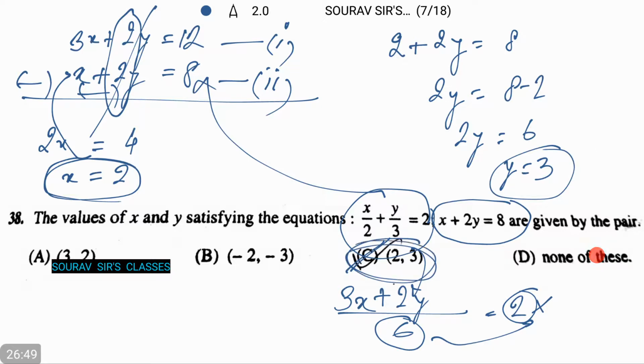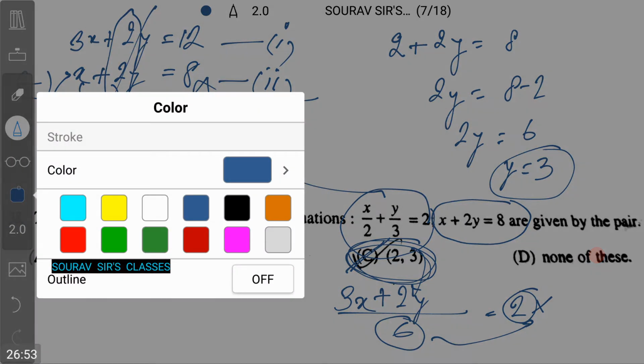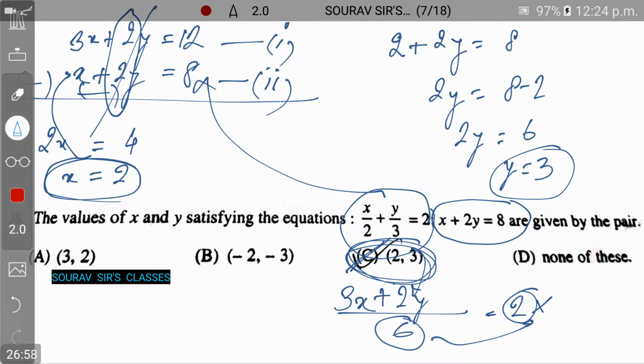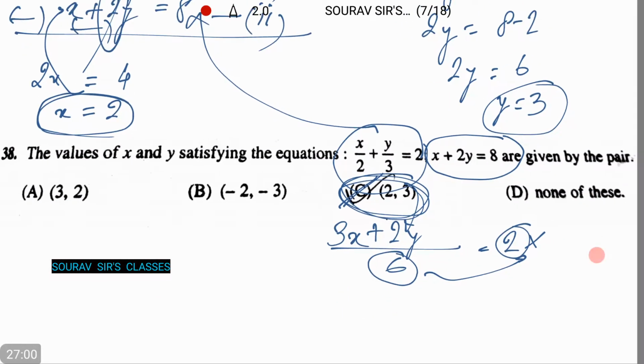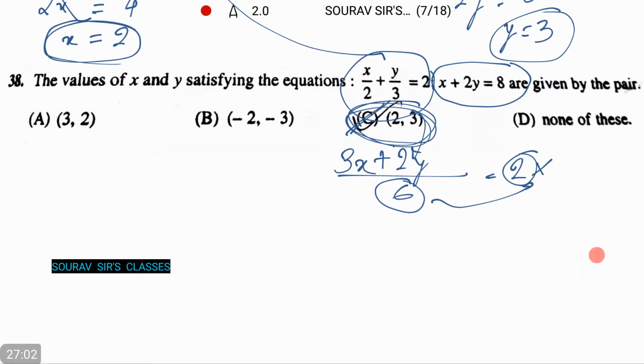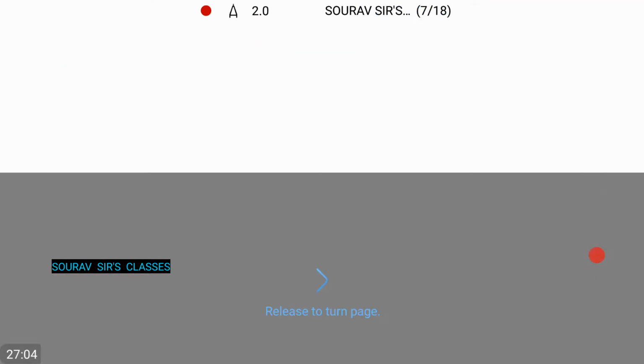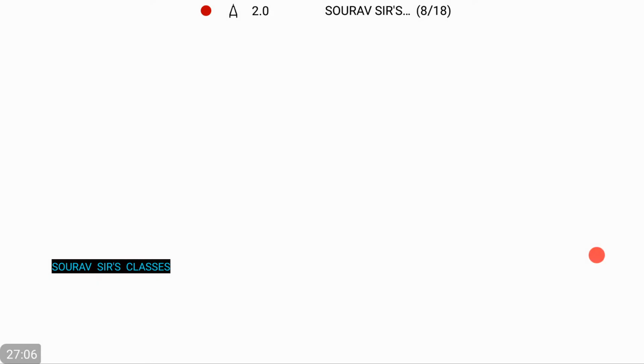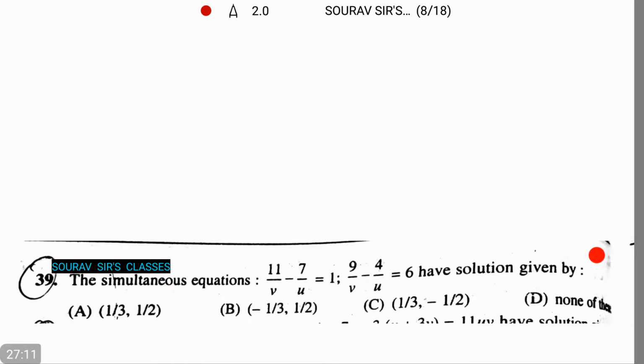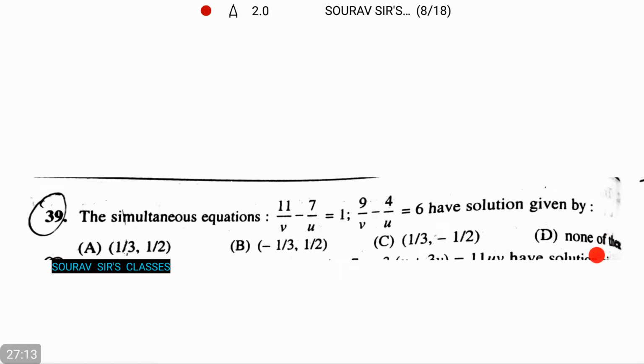That's your answer. Let me just change the pen's color. Let's just pick out red here. It'll be easier. Okay, now let's move on to the next one. Let's see what this says.